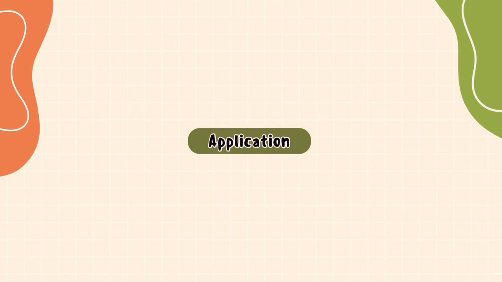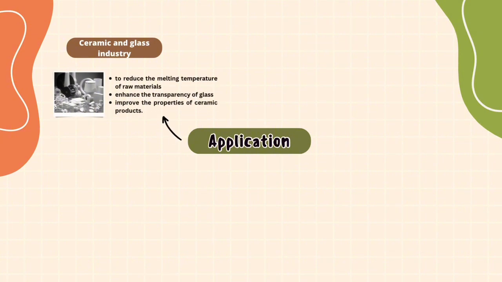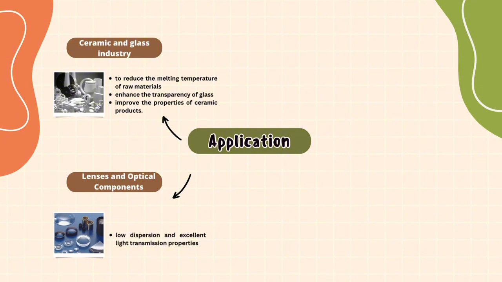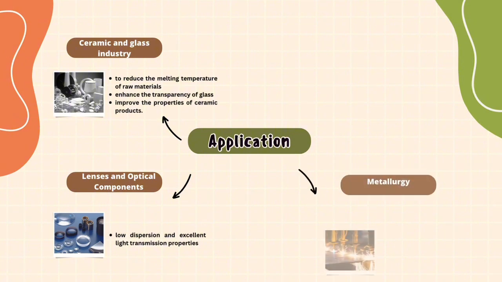Last but not least, we're going to discuss the applications of fluorite. First, fluorite is used as a flux in the ceramics and glass industry to reduce the melting temperature of raw materials, enhance the transparency of glass, and improve the properties of ceramic products. Secondly, fluorite is used in the manufacture of lenses and optical components for cameras, microscopes, and other optical devices. Fluorite's low dispersion and excellent light transmission properties make it valuable in optical applications.